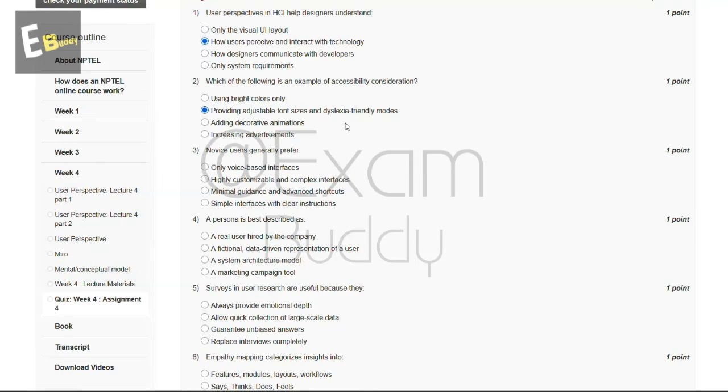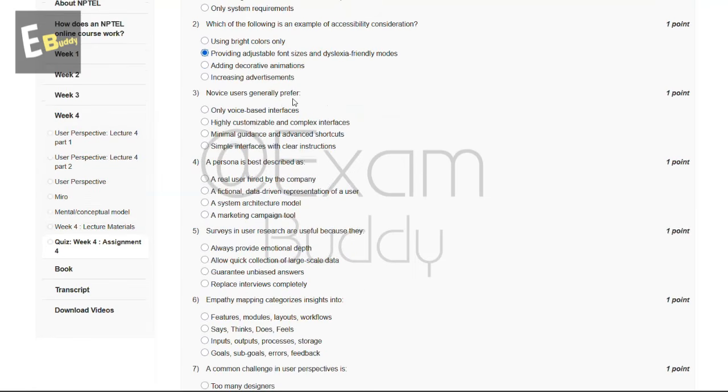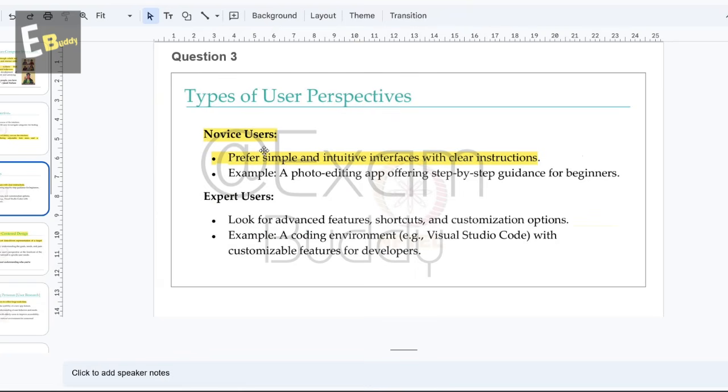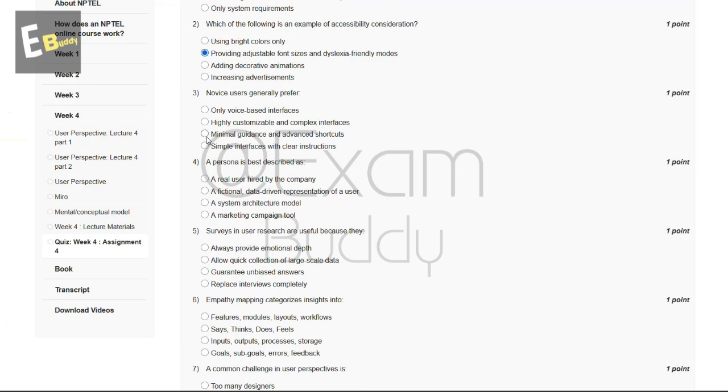And now let's go to our question number 3. Novice users generally prefer. So these are the options, and now let's check the explanation. So explanation says novice users prefer simple and intuitive interfaces with clear instructions. So the answer of our third question is D, simple interfaces with clear instructions.